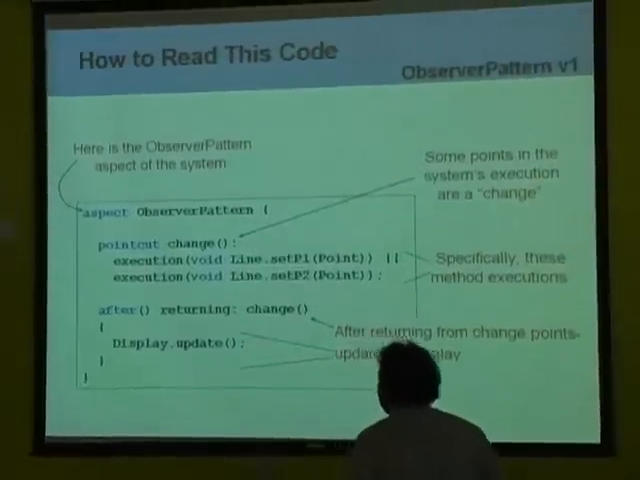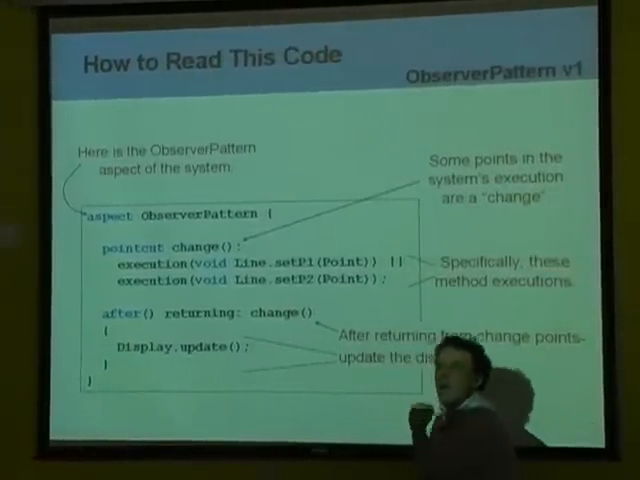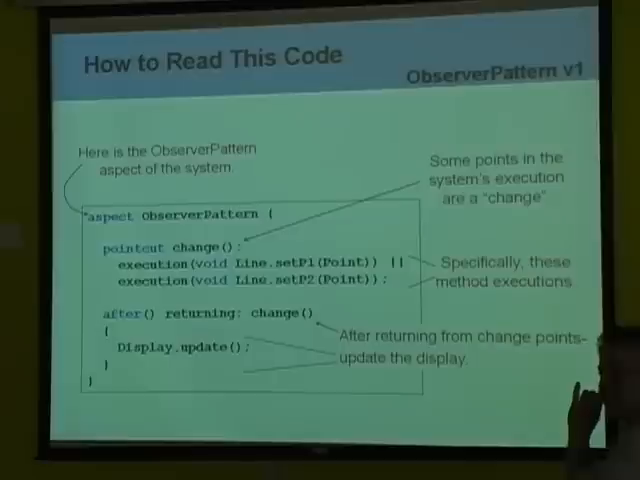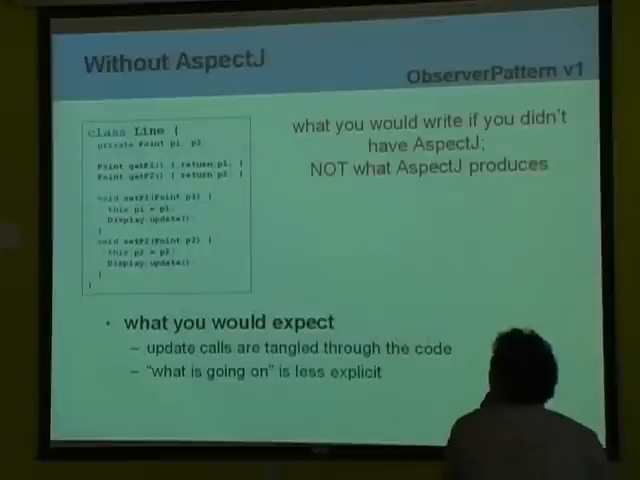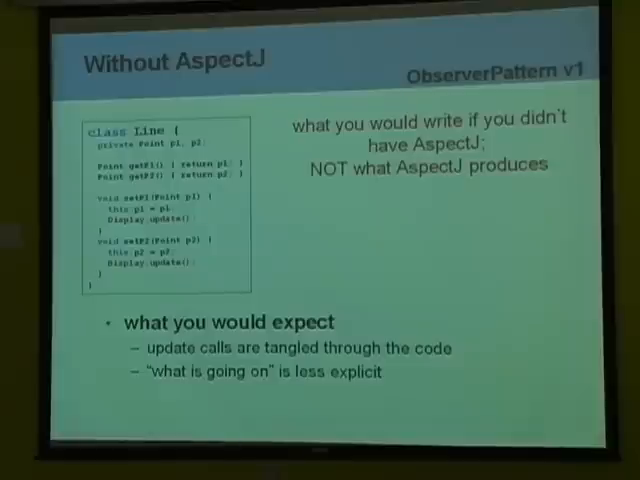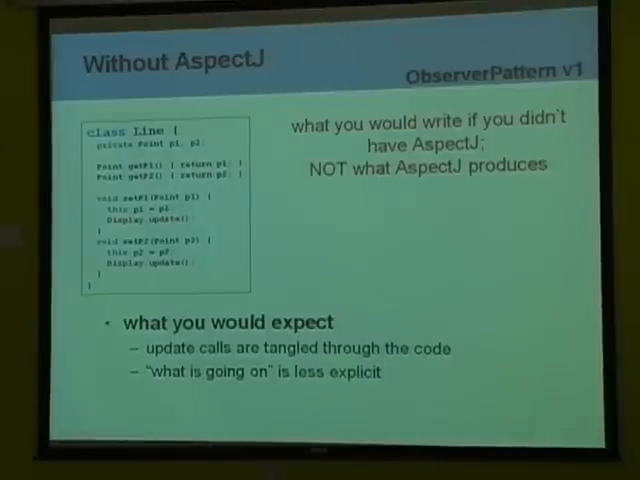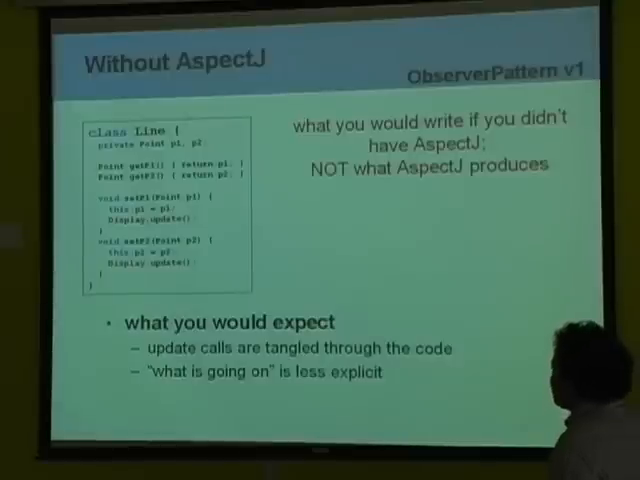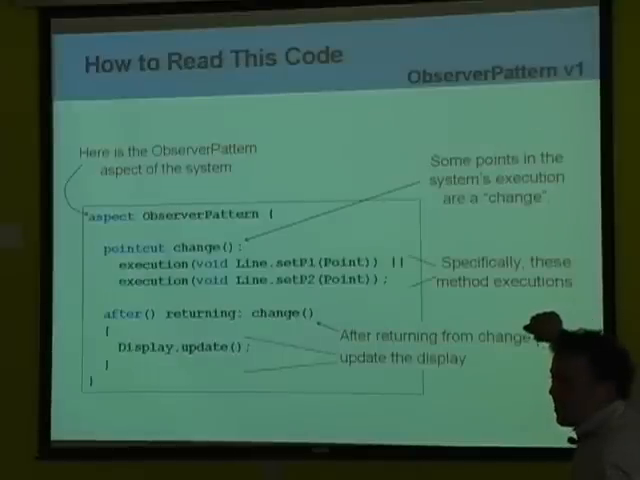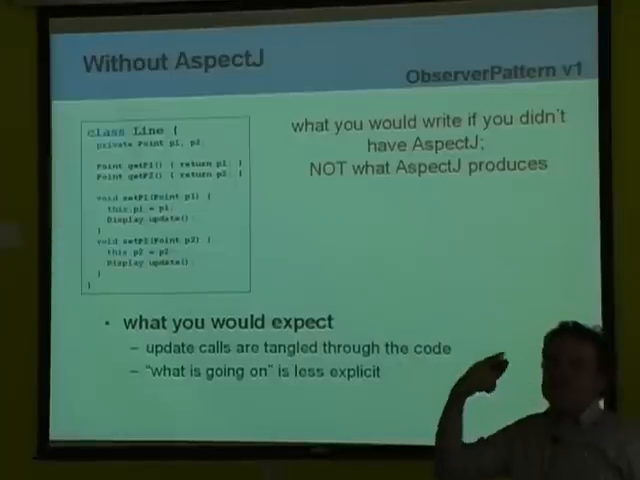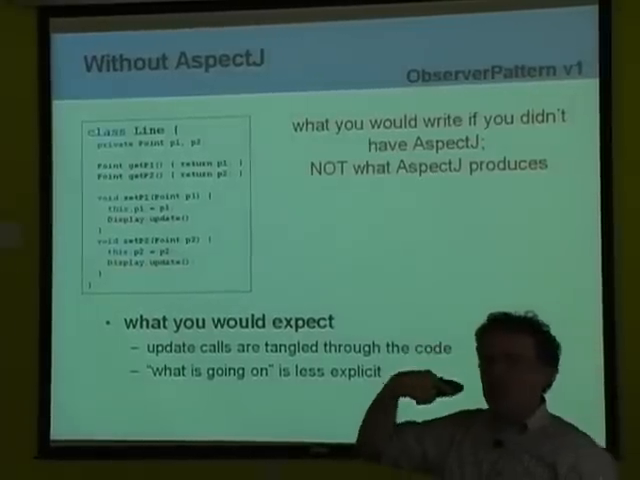A quick point I want to make here is the way I read this to you is the way I want you to think about it. It's a declarative semantics. This slide here is what you would write without AspectJ. The single most common first mistake in understanding AOP is to think about the semantics of this as meaning this. And that gets you into this program transformation-oriented semantics.